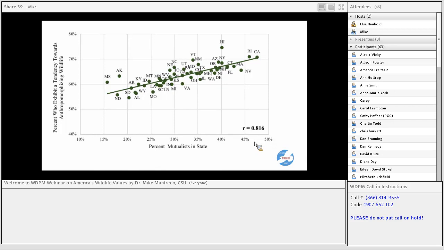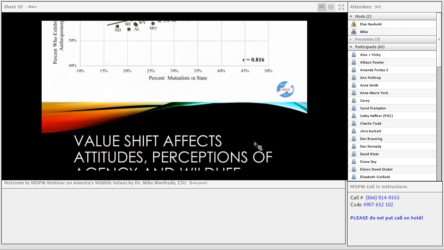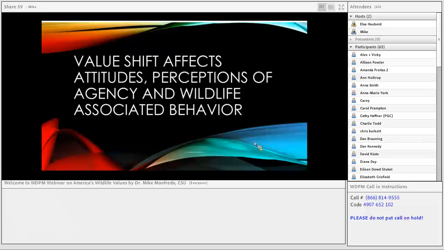So having said that, when I look at the state level, you can see on this graph that as the percent mutualist in a state increases, so does the percent who exhibit a tendency to anthropomorphize wildlife, that is, project human characteristics onto wildlife. So that supports, again, a piece of our model.